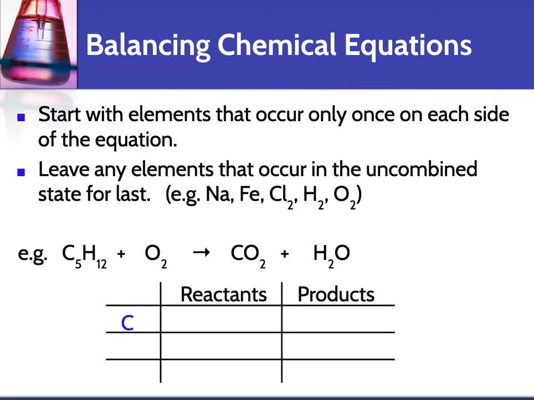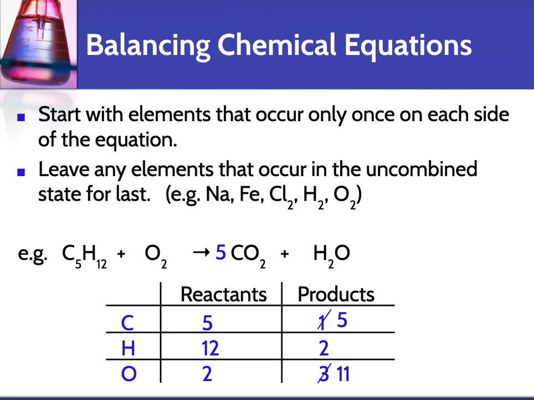So we've got carbon, hydrogens, and oxygen. We have 5, 12, and 2 on the reactant side. And on the product side, we've got 1 carbon, 2 hydrogen, and 3 oxygen. Okay, so we're leaving oxygen for last. We'll start with carbon. We've got 5 on the reactant side, we want 5 on the product side. So we're going to put a 5 in front of the carbon dioxide. Now our carbons are balanced, and we've changed our oxygens. So we need a new total. Now on the product side, we have 11 oxygen.